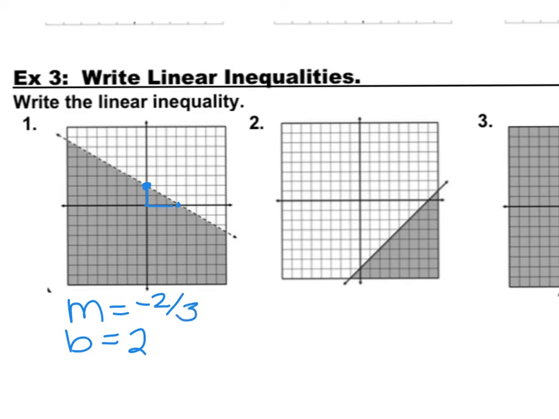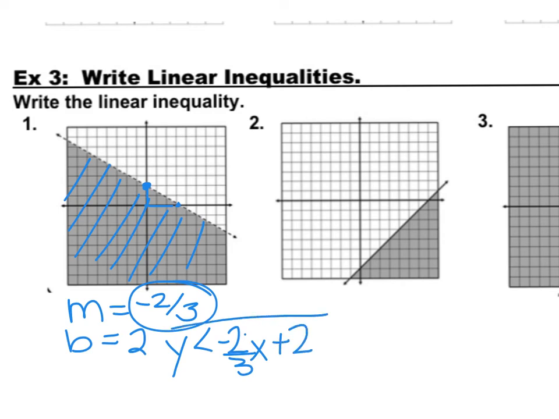So now let's write the linear inequality. I have y is, now, because it's being shaded down, it's going to be a less than. And we also know it's going to be a less than because you have the dashed line. If it had a solid line, it would be less than or equal to. And now let's just put our slope and our y-intercept in. y is less than -2/3x plus 2.